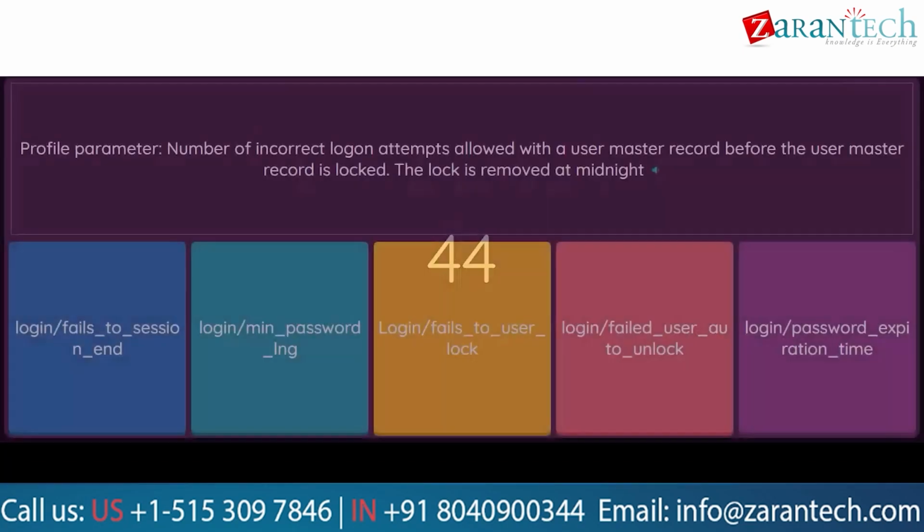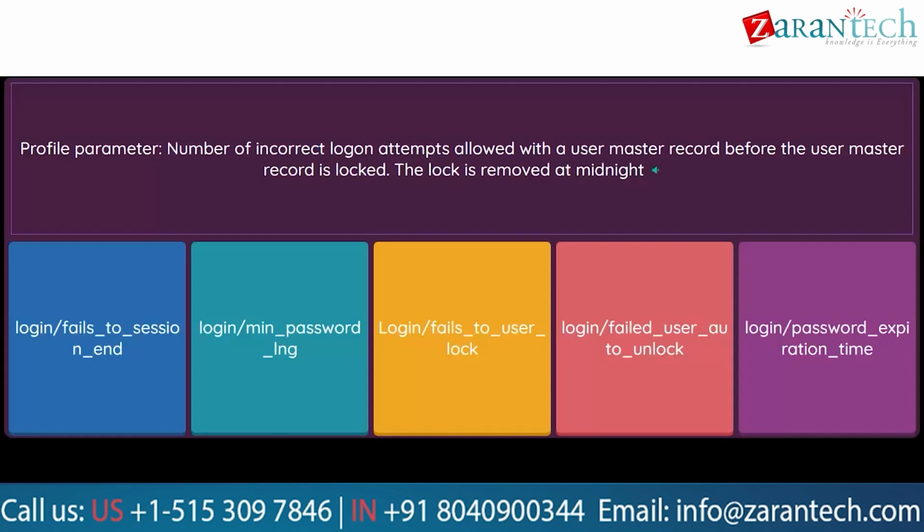Question, profile parameter: number of incorrect logon attempts allowed with a user master record before the user master record is locked. The lock is removed at midnight. Option 1, login/fails_to_session_end. Option 2, login/min_password_lng. Option 3, login/fails_to_user_lock. Option 4, login/failed_user_auto_unlock. Option 5, login/password_expiration_time.